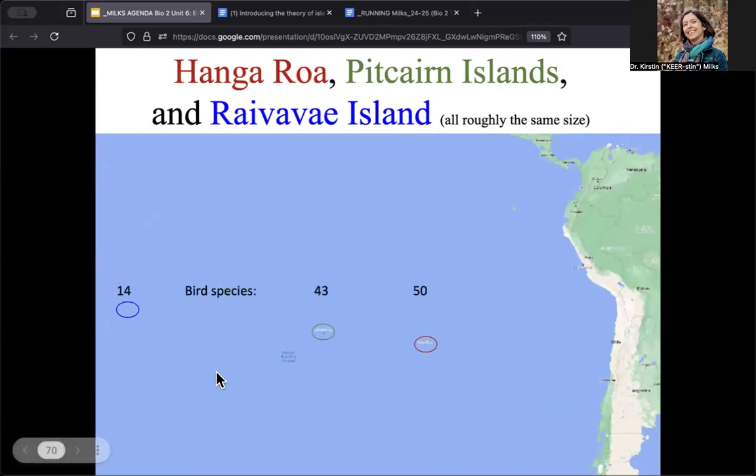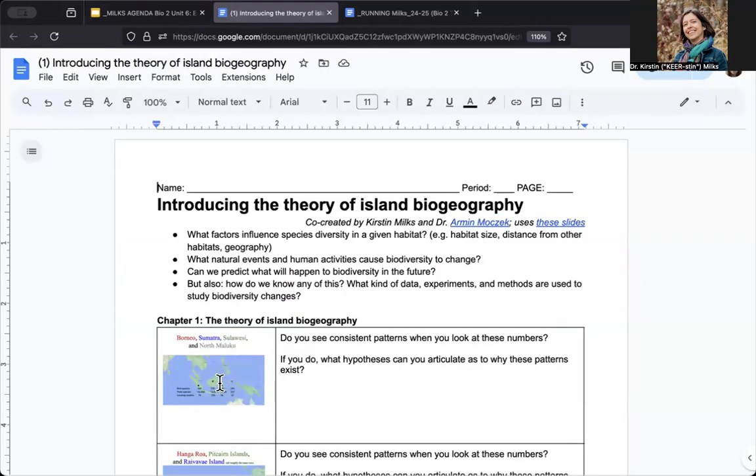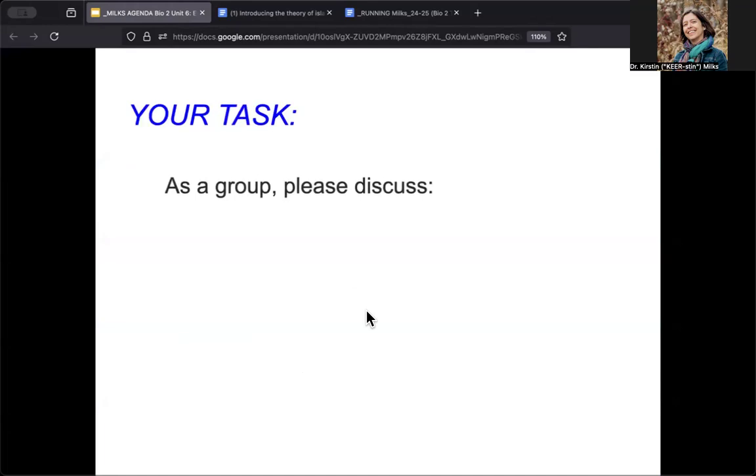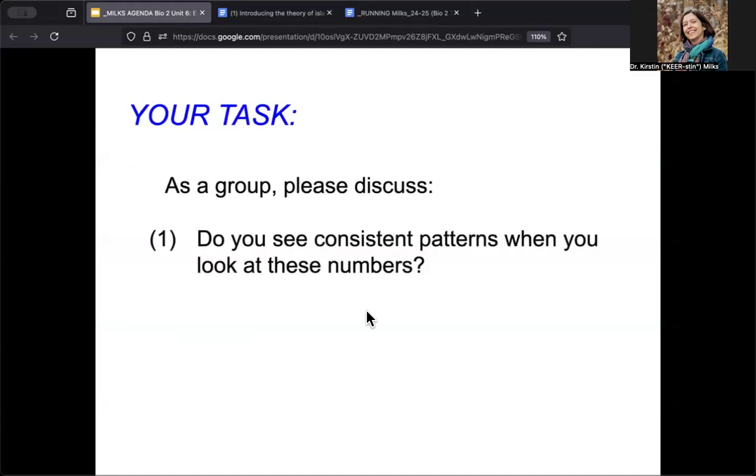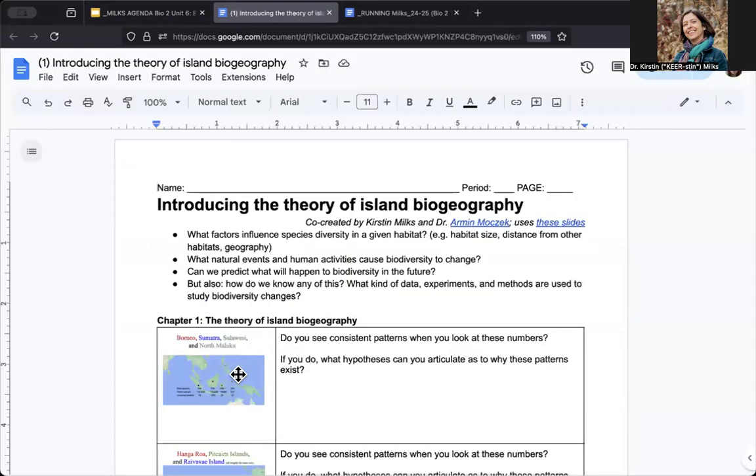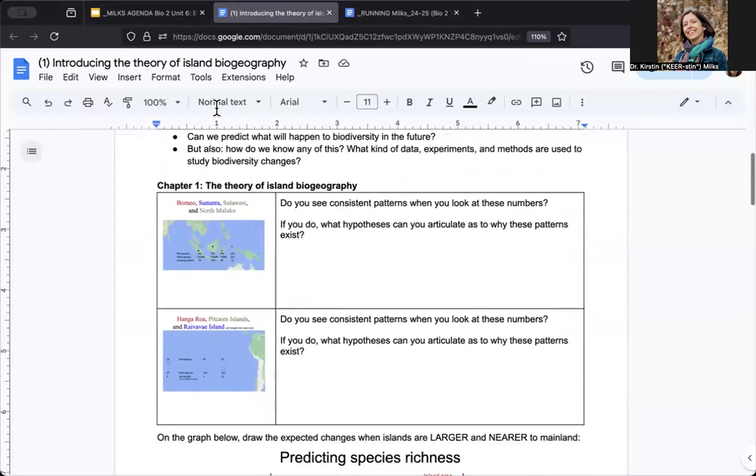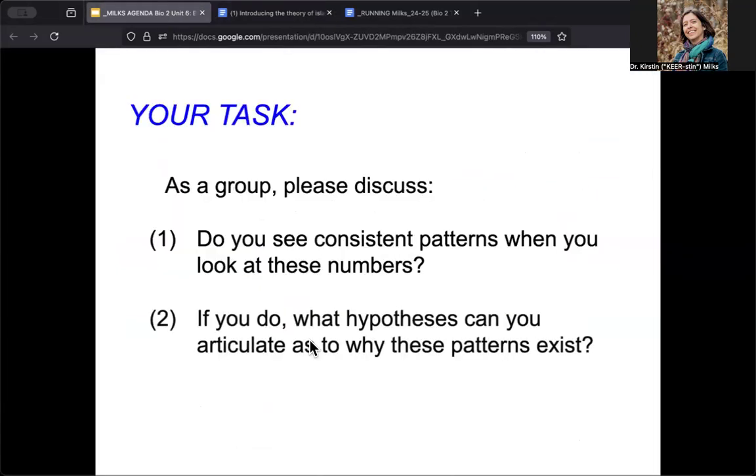The number of bird species, the number of plant species, the number of springtails, which is a type of flightless insect. So again, all these islands are roughly the same size. Again, that's replicated down here on your paper. And what I'm going to ask you to think about is, do you see consistent patterns when you look at these numbers for this picture? And then do you see consistent patterns when you look at numbers for that picture? If you do, what hypotheses can you articulate as to why these patterns exist? This means, can you come up with an explanation?